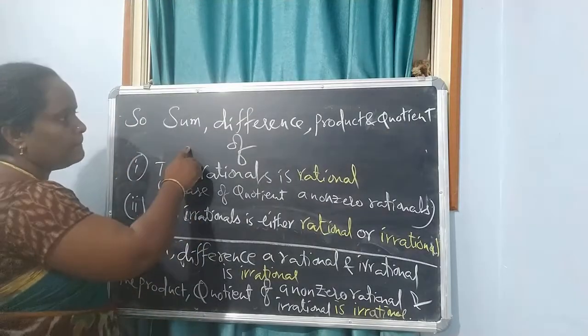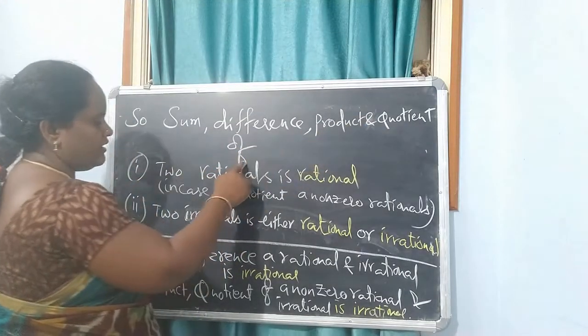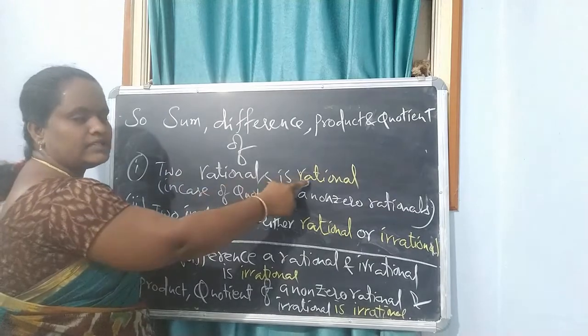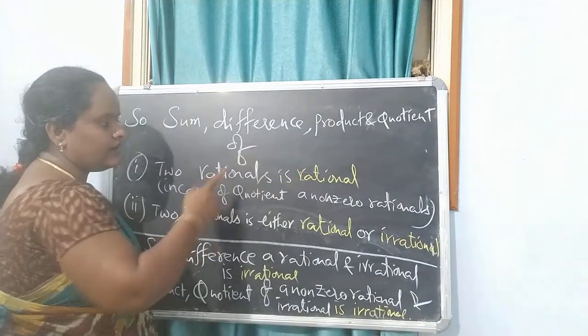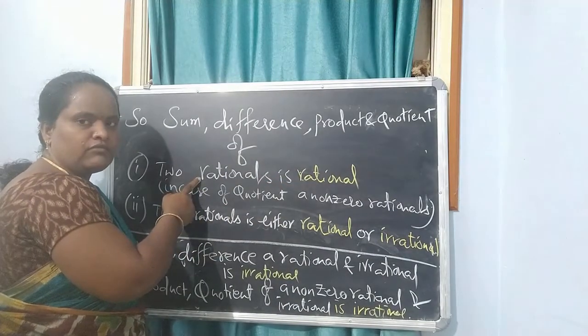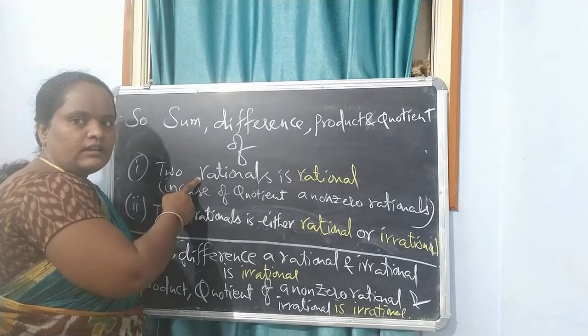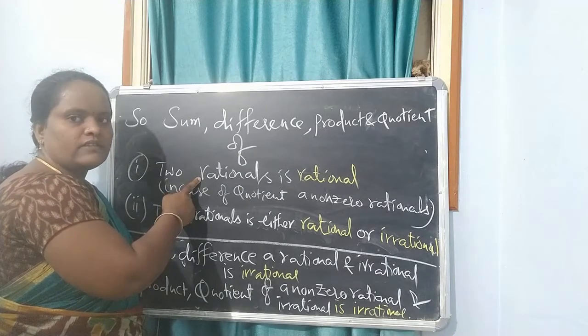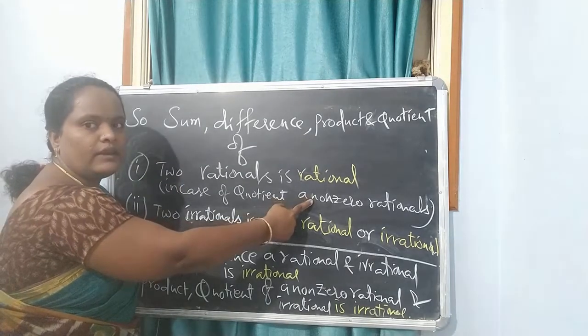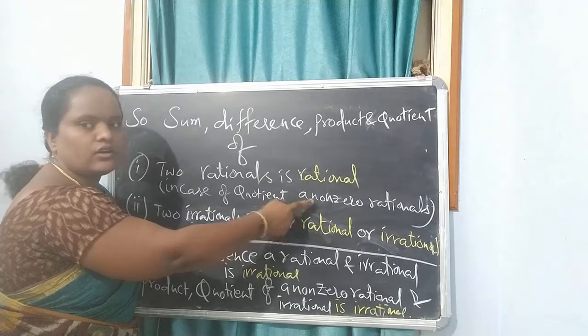So the sum, difference, product and quotient of two rational numbers is always rational. But children, in case of quotient, if we take the denominator as the rational number 0, the quotient with 0 is not defined, so the denominator should be a non-zero rational.